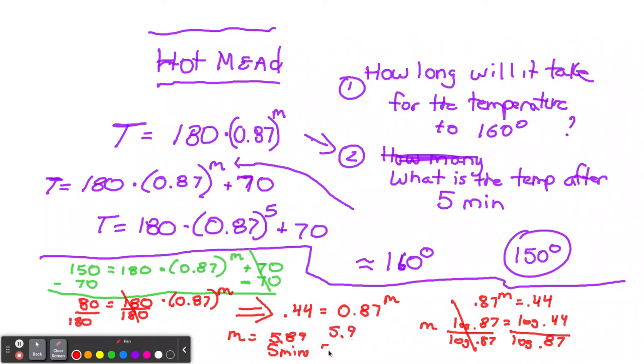5 minutes and 54 seconds, because every point is 6 seconds if we're doing minutes. So 9 times 6 is 54. So 5 minutes, 54 seconds to get it to 150 degrees. All right. Don't forget to rewind if you have to, just to understand what we're doing here.